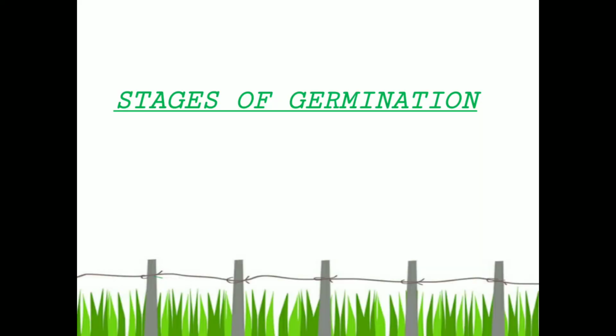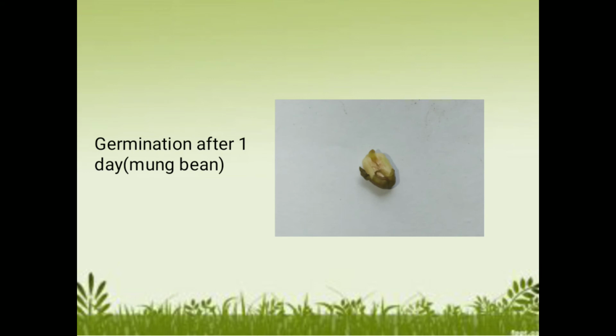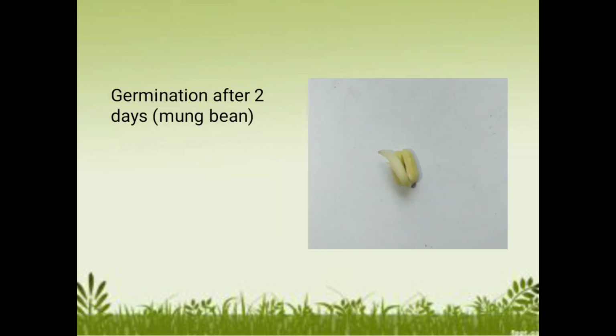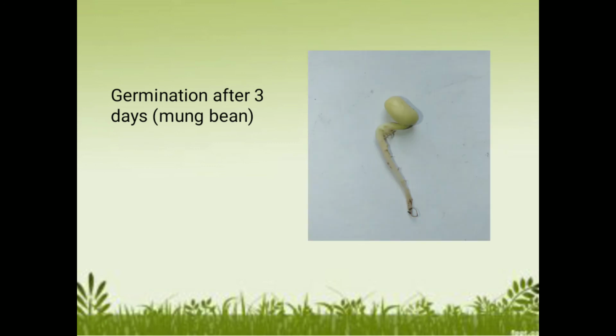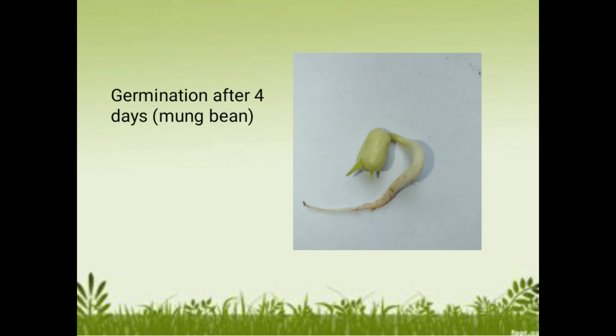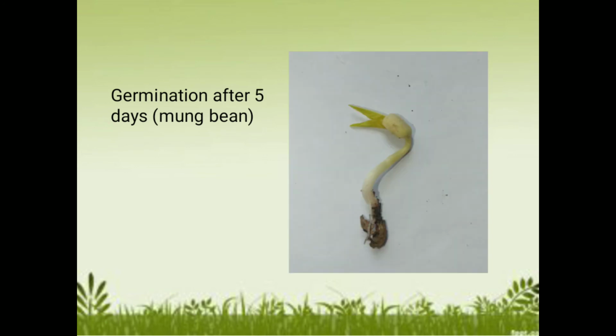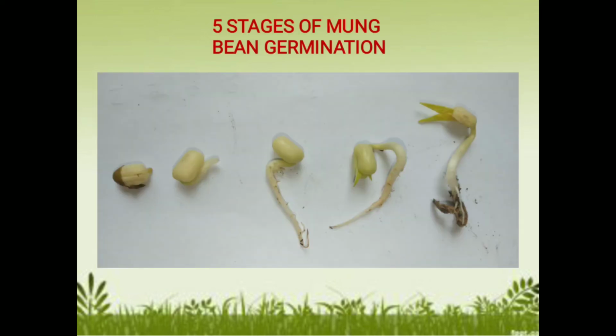Then the stages of germination. First is the germination of mung bean. This is the germination after 1 day. Next is after 2 days. Then after 3 days of germination, and after 4 days. And last is after 5 days of germination. So those are the 5 stages of mung bean germination.